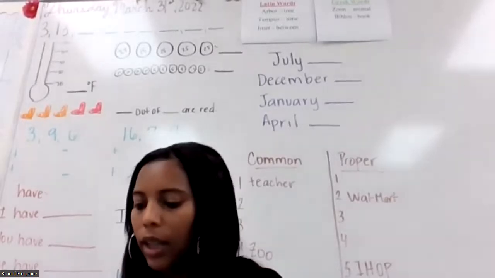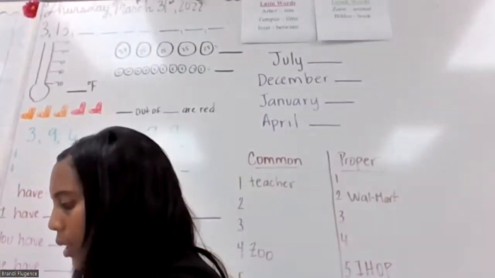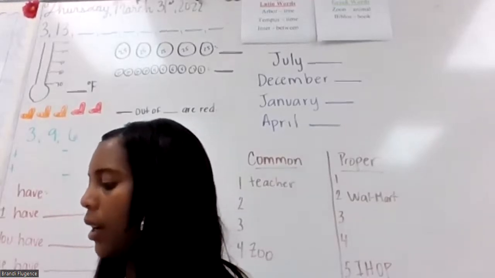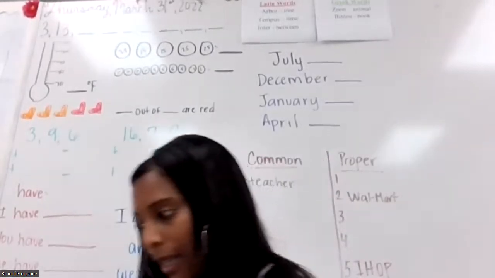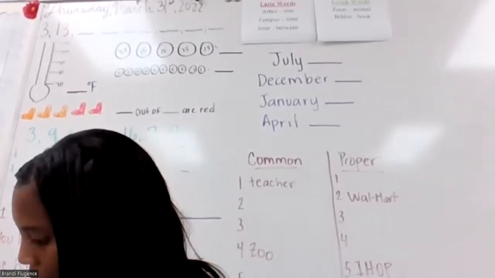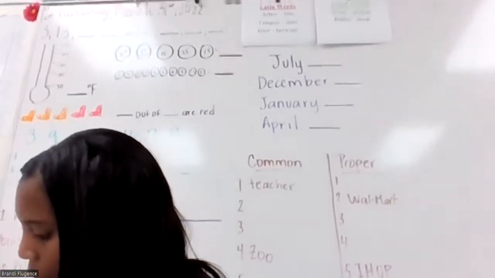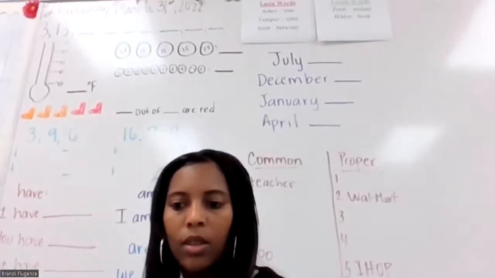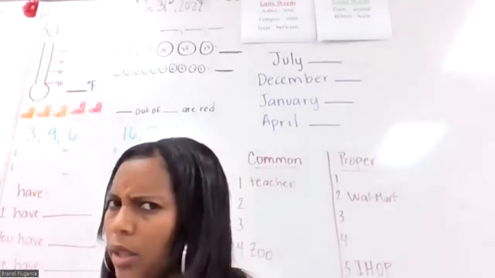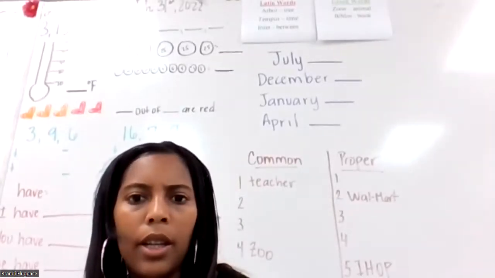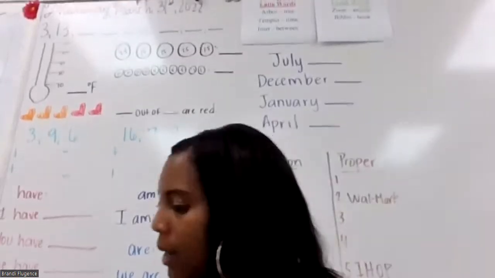10, 20, 30, 40, 50, 60, 70, 80, 90, 100. 110, 120, 130, 140, 150, 160, 170, 180, 190, 200. Awesome. All right, let's practice counting by twos.